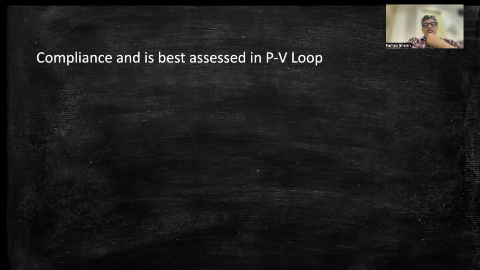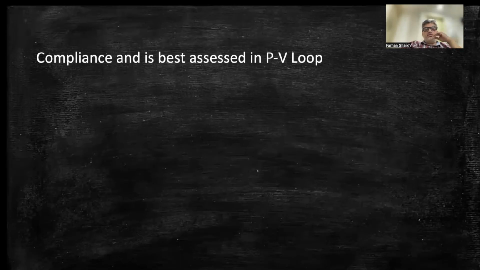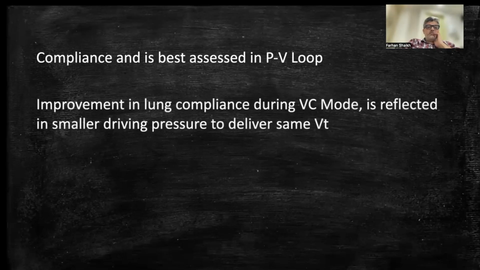Compliance is best assessed in the pressure volume loop. We also saw how to assess compliance in the pressure volume loop in pressure control mode, where the pressure is fixed. That's why we will see the tidal volume improving as the compliance improves. And in volume control mode, where volume is fixed, we will see the pressures reducing, the peak inspiratory pressure is reducing as the compliance improves, and the angle also becomes less acute as the compliance improves.